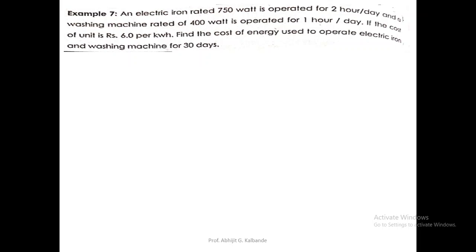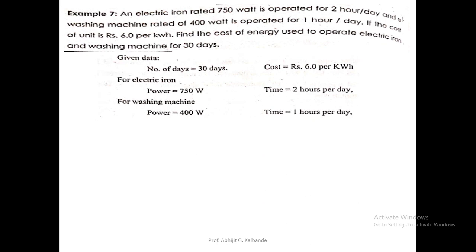This was quite different from usual. An electric iron rated at 750 watt is operated for 2 hours per day, and a washing machine rated at 400 watt is operated for 1 hour per day. If the cost of a unit is rupees 6 per kilowatt hour, then find the cost of energy used to operate the electric iron and washing machine for 30 days. Now here the given data is that the number of days is 30 and the cost is 6 per kilowatt hour.